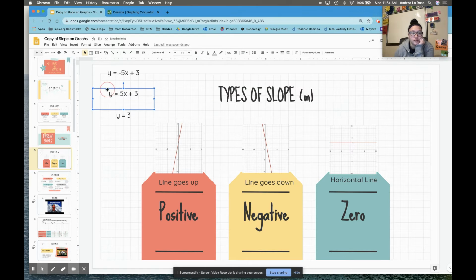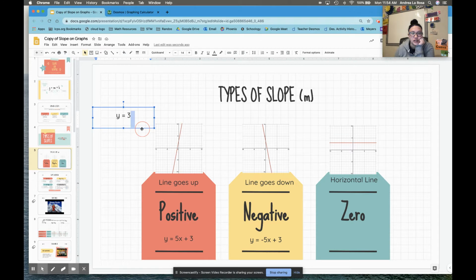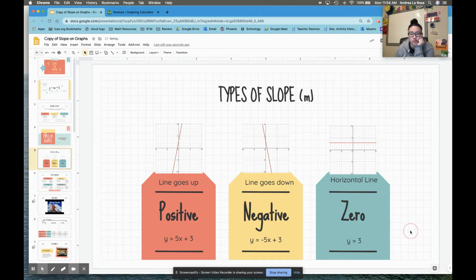So here I have a positive slope. 5 is positive, so I have a positive slope. This one, I have a negative 5 for my slope, so my line's going down. And this last one, y equals 3. There's no slope. I just have y equals some number. That's my horizontal line, slope of 0.